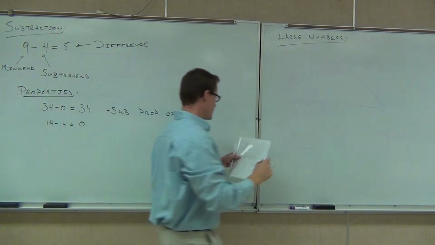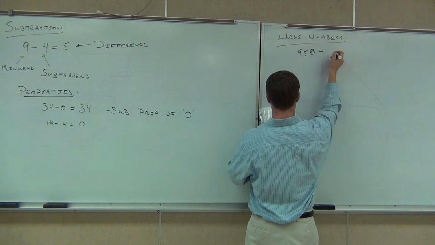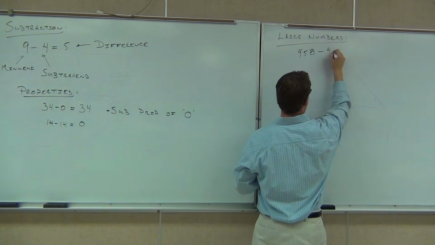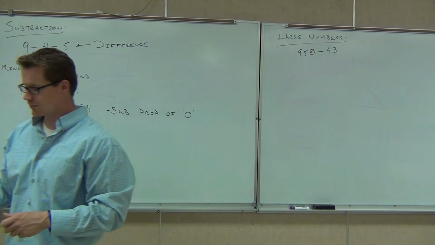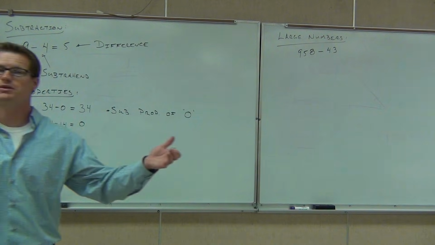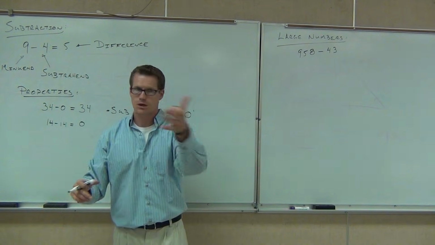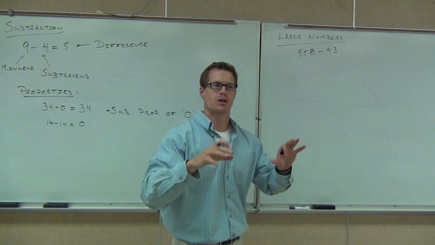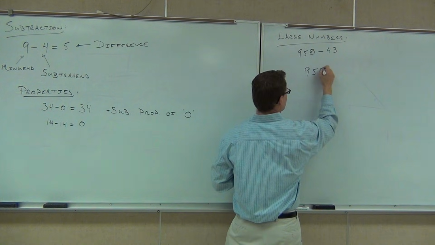For instance, I give you 958, and I subtract off of that 43. All right, you tell me what to do. Line them up at place value. Just like addition, exactly right. We're going to line these things up by place value like we did before. So we'll have our 958.